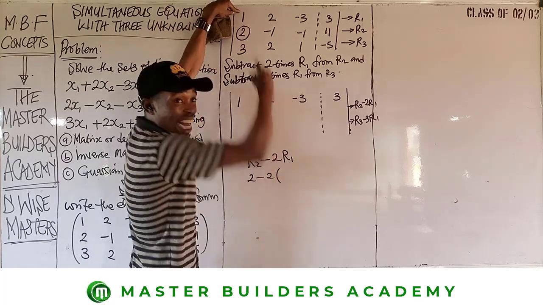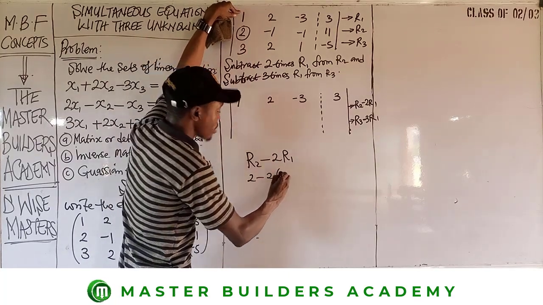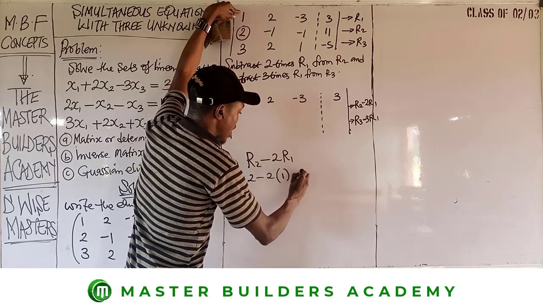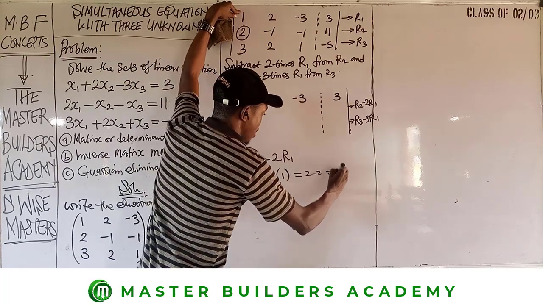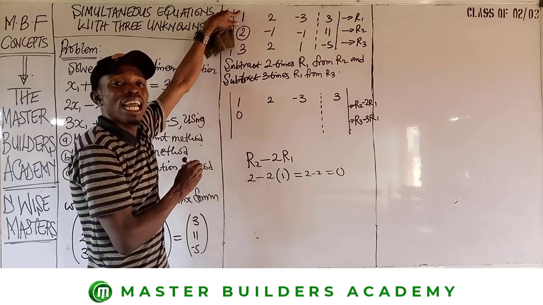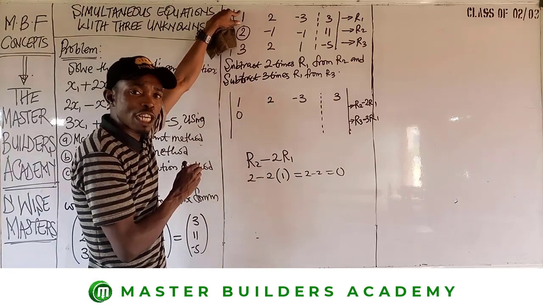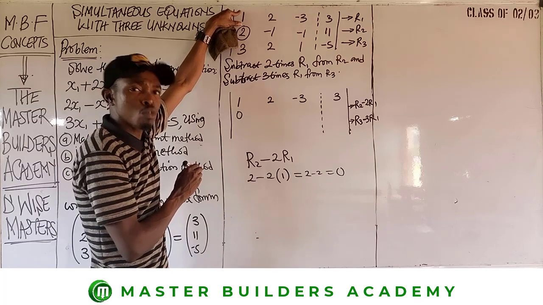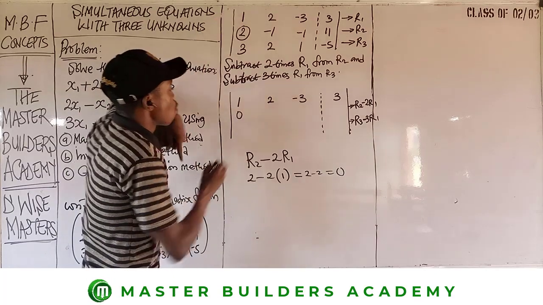What is the element in that same column in row 1? That's 1. And then this would have given us 2 minus 2, and this is 0. So put that value here, that's 0. We have successfully eliminated the coefficient of x1 in row 2. Are you there? Then we will move to this.